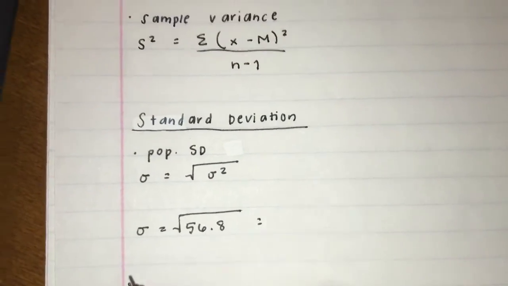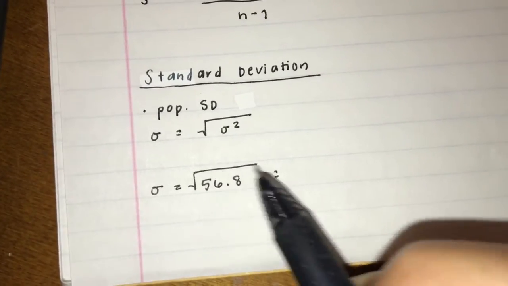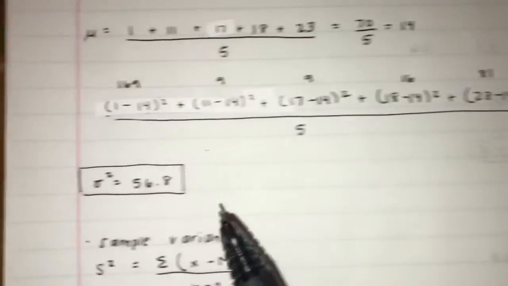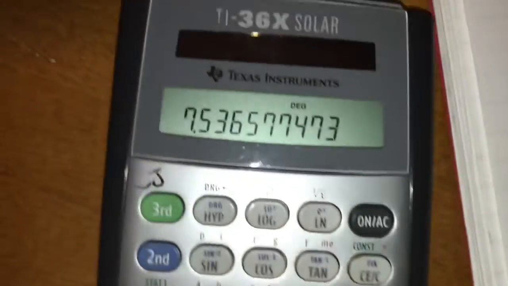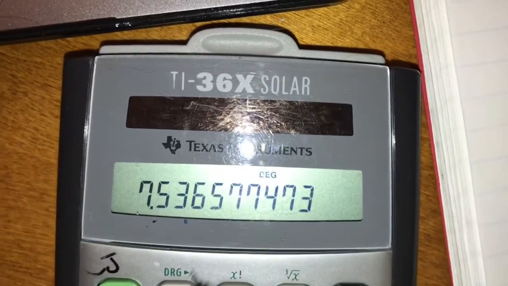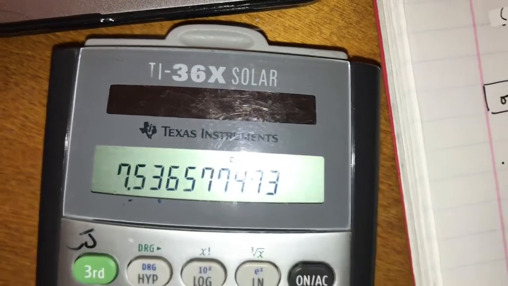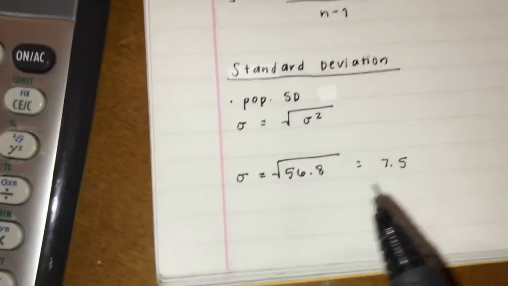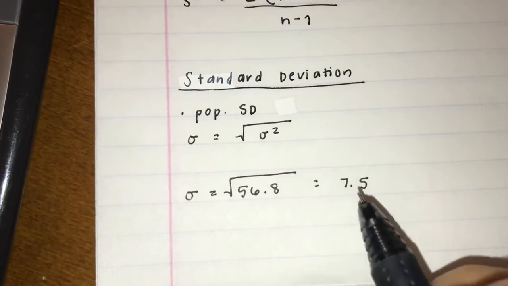So to find the standard deviation for our data set, we're going to do the square root of our population variance, and as we calculated before, our population variance equals 56.8, and the square root of 56.8 is going to give us 7.5365. We're just going to round that to 7.5. So our population standard deviation for our data set is 7.5.